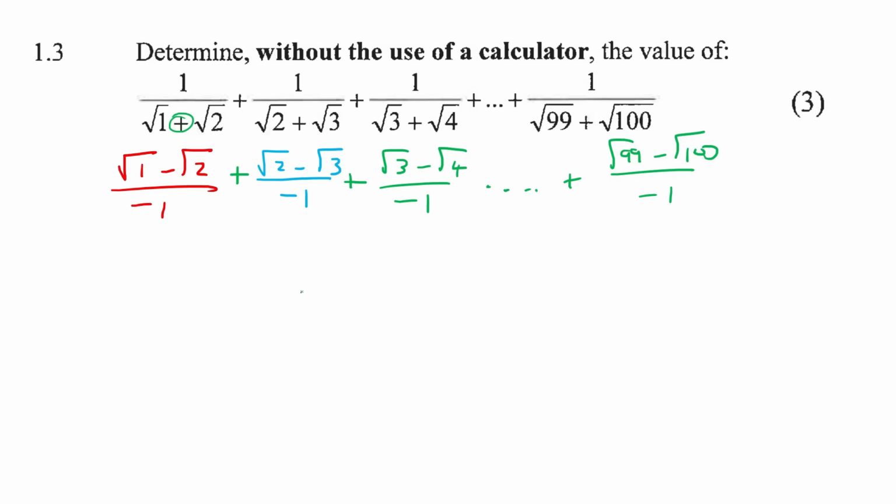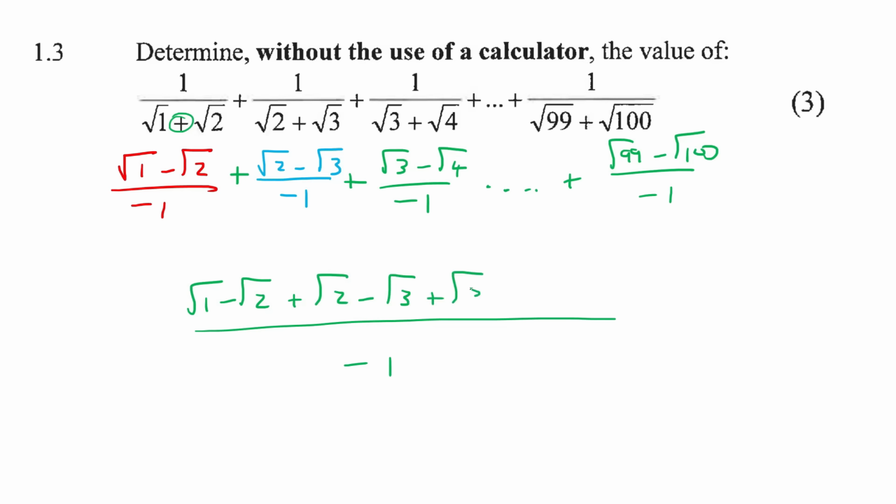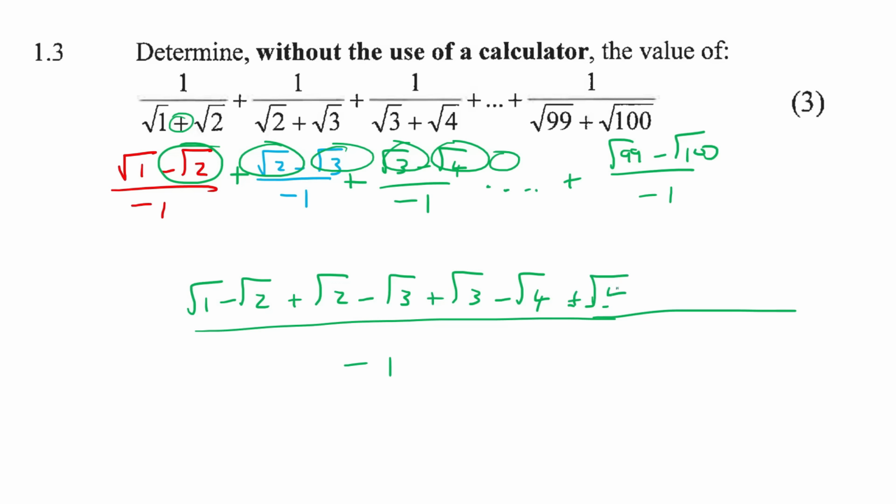Now here's where the magic happens. So we're going to add all of these together now. And you're going to say square root 1 minus square root 2 plus square root 2, take away square root 3, plus square root 3, take away square root 4. And it would just keep going on and on. And eventually, you see how these two are always the same. 2 and 2, 3 and 3, 4 and 4. So this next one would have been plus square root 4, take away square root 5. Then it would have been plus square root 5, take away square root 6. Then it would have been plus square root 6, take away square root 7.